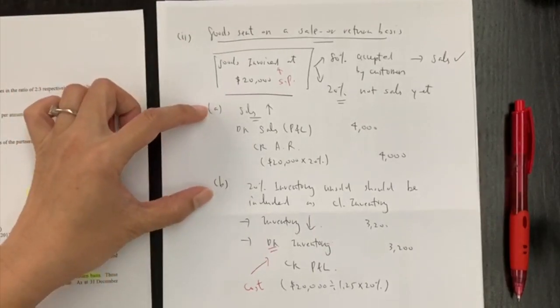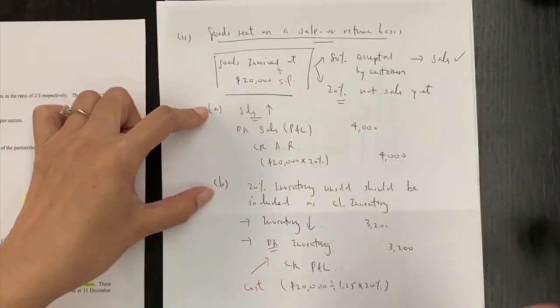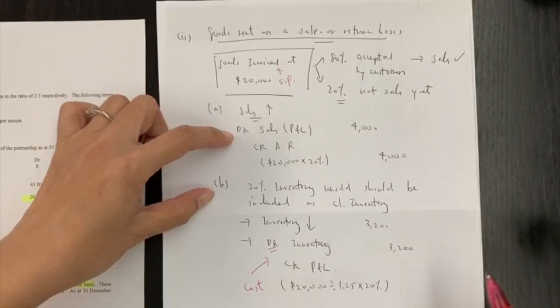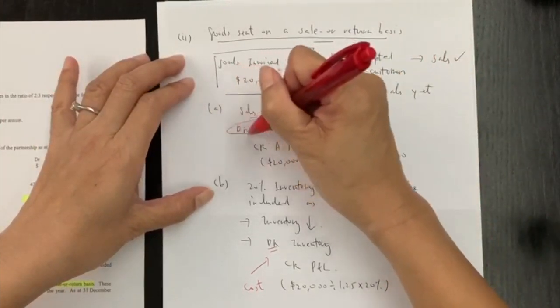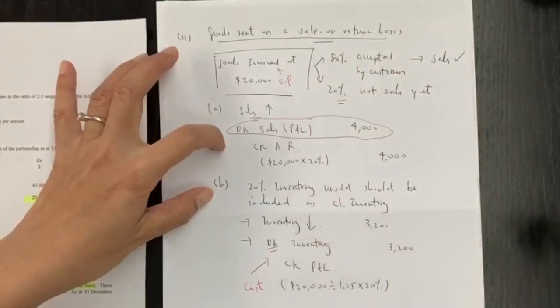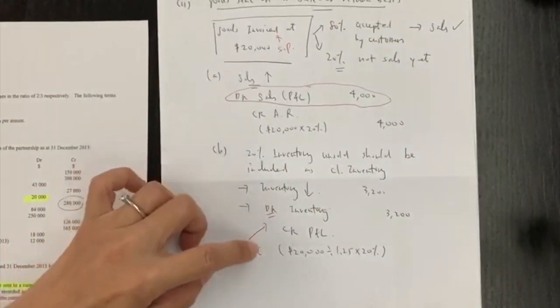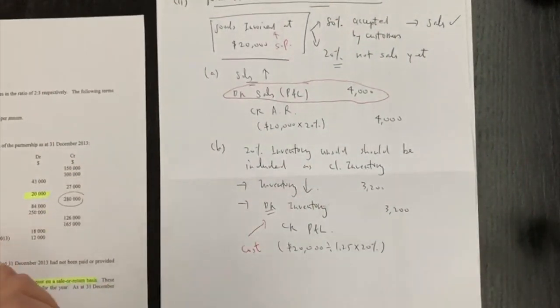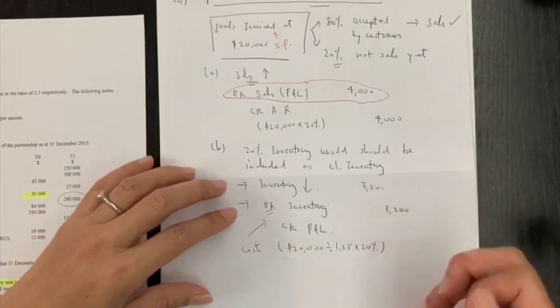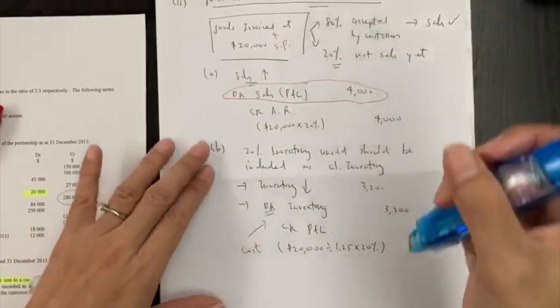So this is the adjustments and explanation for point number 2. If we add them up together, what will be the effects on net profit? Here, debit profit and loss by 4,000, and here, oops, I matched the place wrongly. Let me change it.